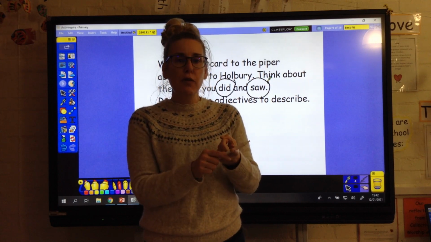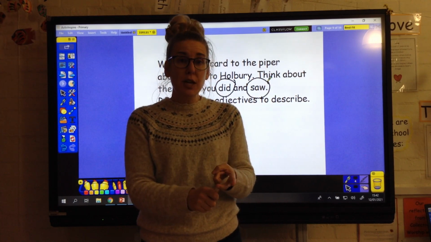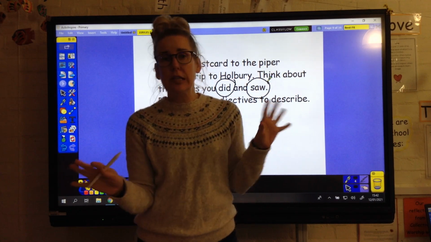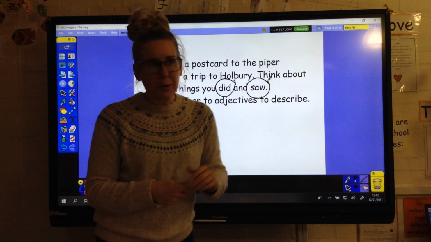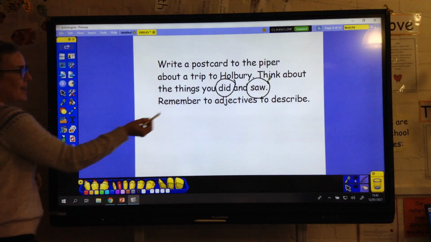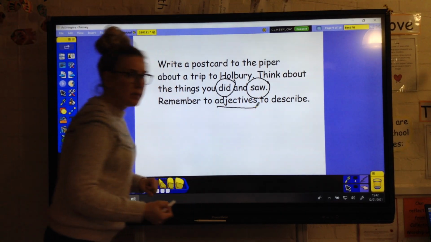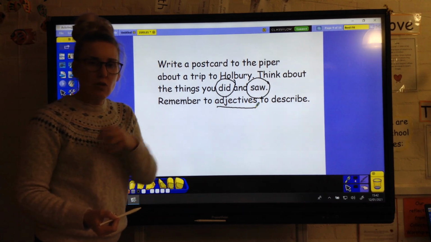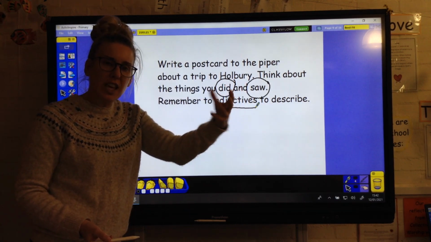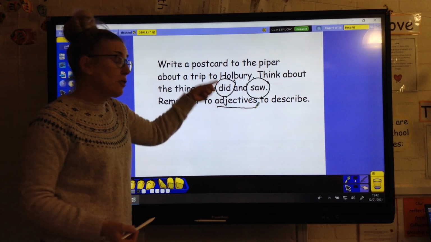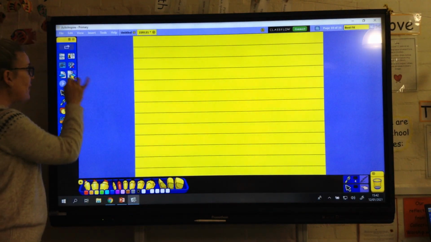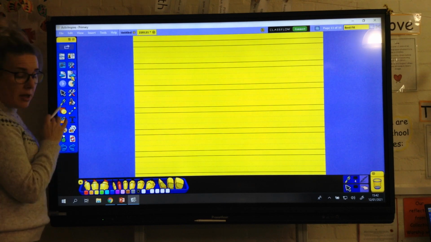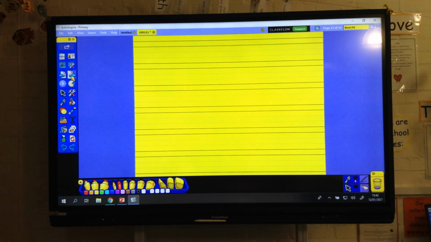Now, you've done geography of Holbury. You have also done a report on Holbury. There are lots of things you know about Holbury. Have a think about a few of those things and write them down in a postcard to the Piper. Now, adjectives. Remember adjectives to describe, especially if you're talking about what you've seen, maybe talking about your feelings as well if you're talking about what you did. So have a go at writing your postcard, then we'll be on to our handwriting, so I'll do a separate video.